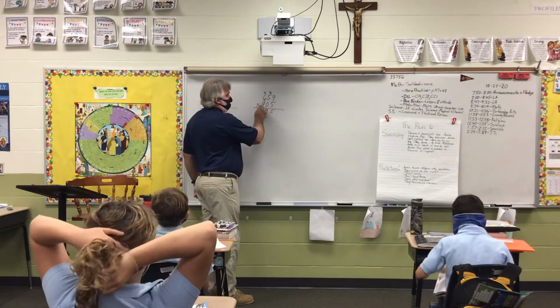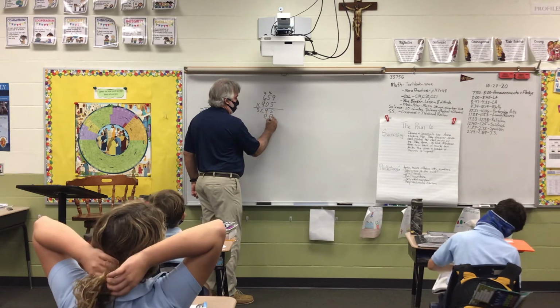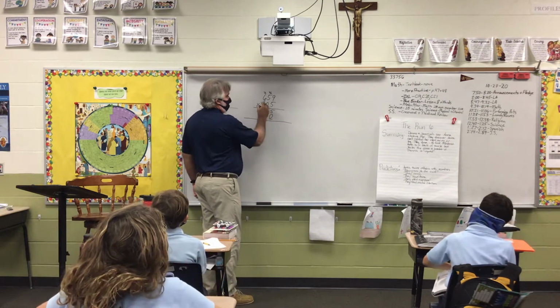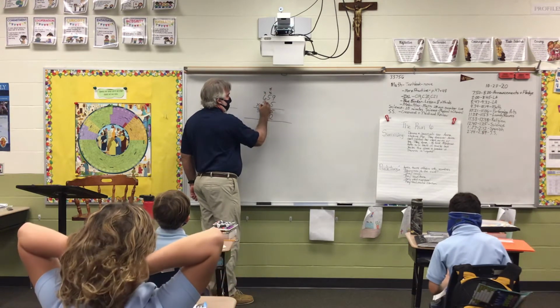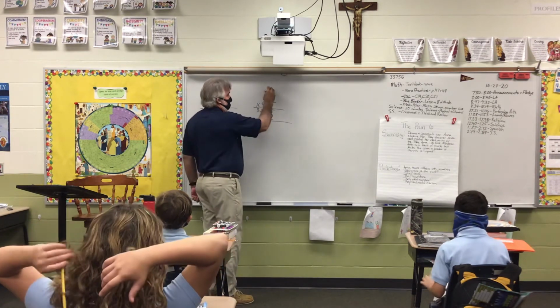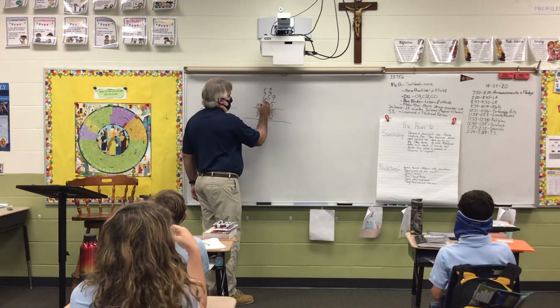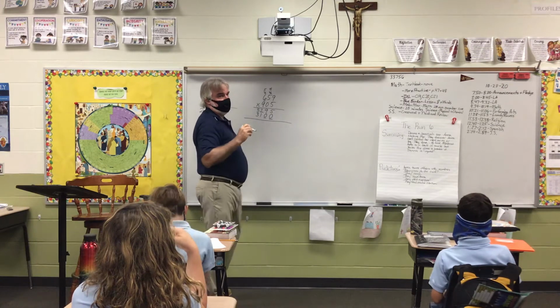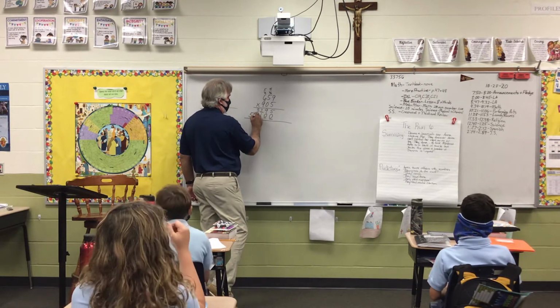And I'm going to go to the 9. I need 2 placeholders. Then 9 times 9 is 81. 9 times 5 plus 8, 53. 9 times 6 is 54. 54, plus 5, 59. Yo, 60.